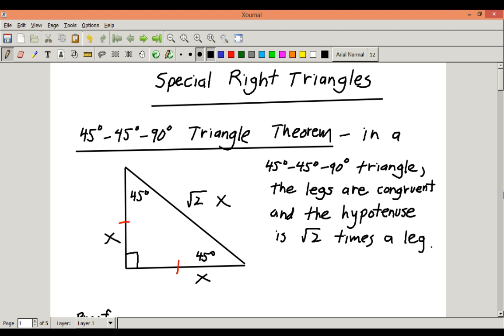And especially if you go on past Algebra 2 in mathematics, these two are going to be critical to what you do in pre-calculus. Okay, so we got two theorems, and then we got some examples to go with each. And so let's get started.